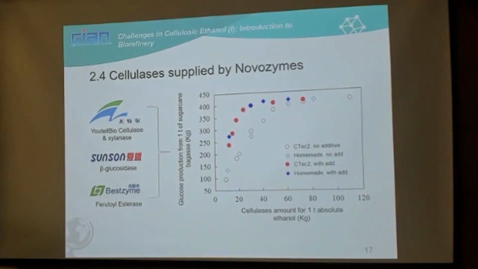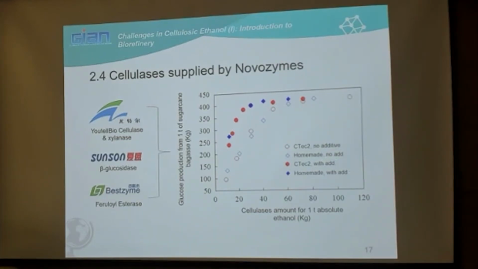And Shangsheng is in North China. It provides the best beta glucosidase. Another company provides me the esterase. Esterase is very important to break down the linkage between hemicellulose and the lignin. So I use a homemade combination of enzymes. I compared it with CTEC2 and found the activities somehow equivalent.